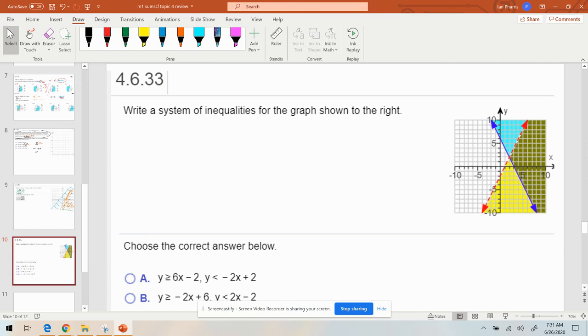Write the system of inequalities. This is kind of opposite on the review. Write the system of inequalities for this. Well, let's see. This is the y-intercept, and it looks like the shading is above.